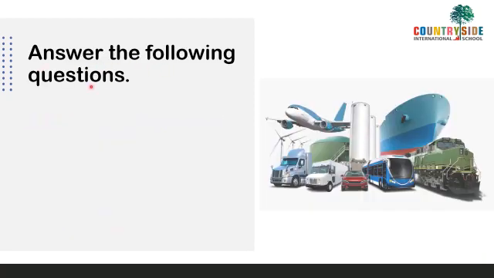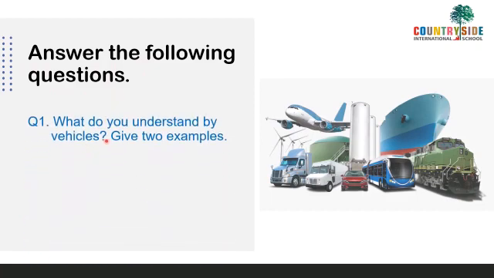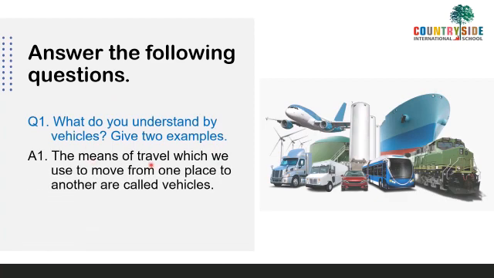Let's see. Answer the following questions where I have added my own also. What do you understand by vehicles? Give 2 examples. We saw in words to know also. The means of travel which we use to move from one place to another are called vehicles. All those instruments, all the things which we use so that we can move from one place to another, they are called vehicles. Now what are the 2 examples? Here train and car are the 2 examples of vehicles. These are the examples which I have given you, children, but you can write your own examples also.